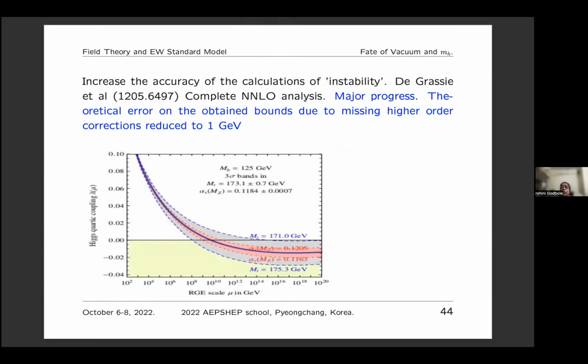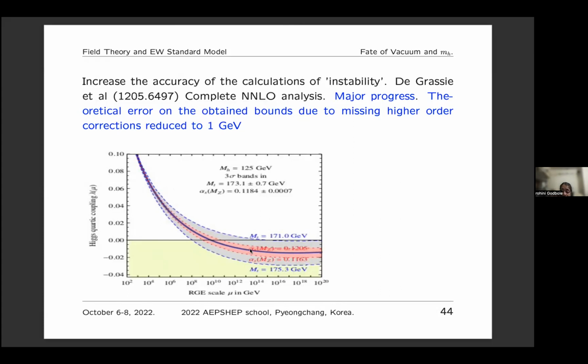There was a complete NNLO analysis, and this was really a major progress in theoretical calculations, such that the error on the upper limit as a function of the scale was actually reduced to about 1 GeV. This is a plot from their paper, showing how lambda changes as a function of the renormalization scale, and how the scale at which lambda turns negative depends critically on the top mass. Between the top curve and the lower curve, the top mass changes between 171.0 and 175.3. So very small change.